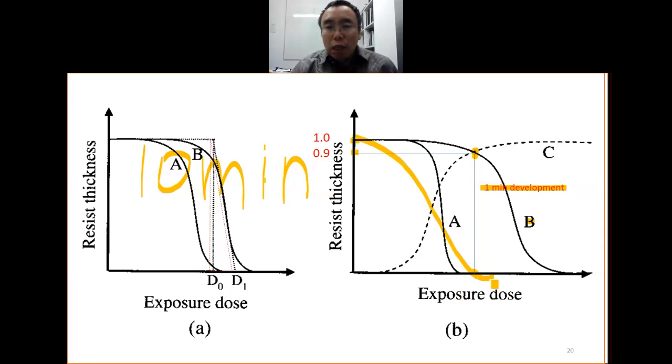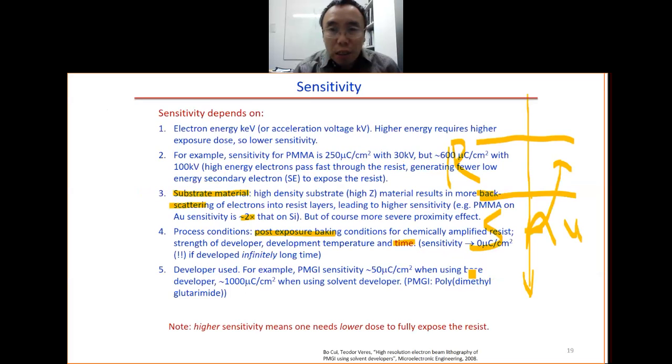So we do the 10 minute development. If we do 100 minutes, it may become here. As you can see, the longer the development time, the smaller the dose you will need. This is what I said here: if you have infinitely long time, then the sensitivity will become infinite, and we need a zero dose.